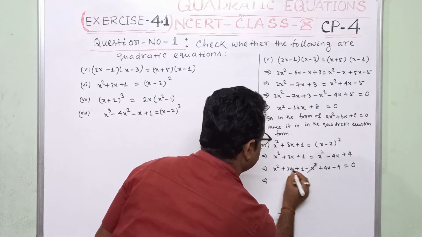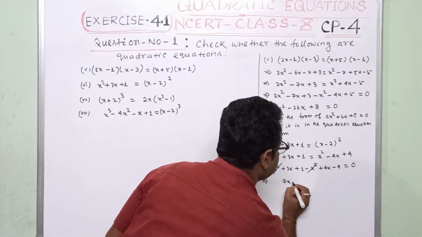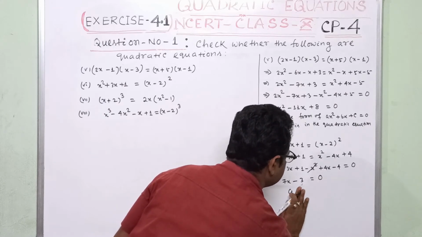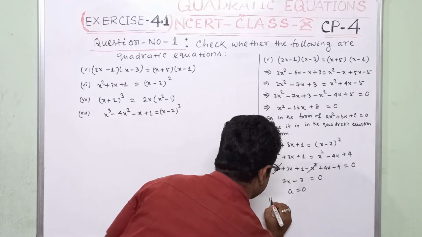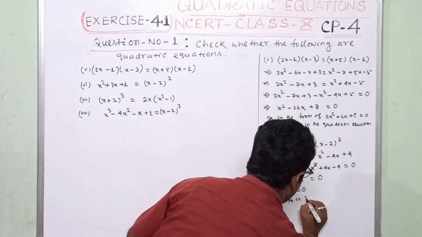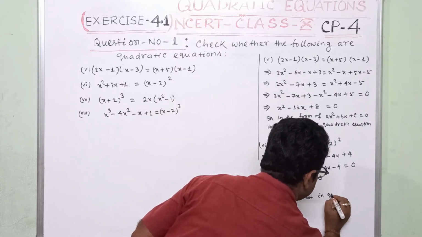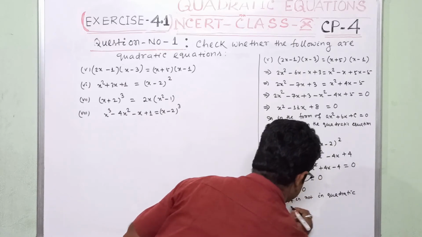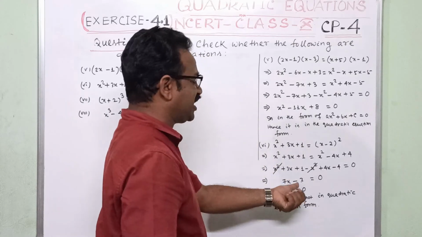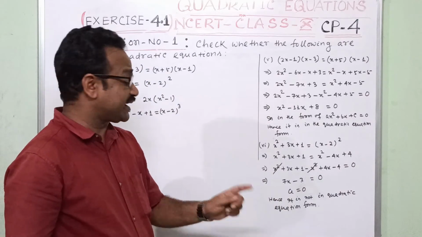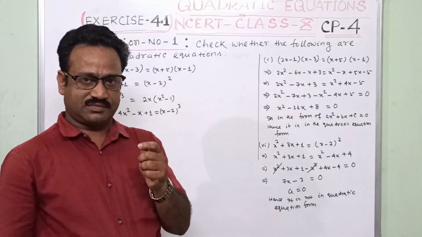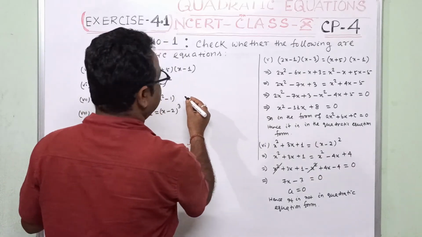That implies x square cancelled. So we are getting 7x minus 3 is equal to 0. Here a is equal to 0. Hence, it is not in quadratic equation form. We know a cannot be 0, b can be 0, c can be 0, but a cannot be 0. You know about this in the chapter of polynomial. So now move on to bit 7.